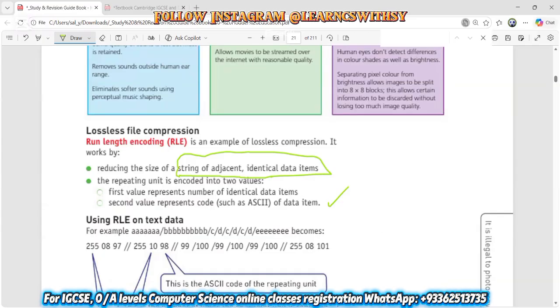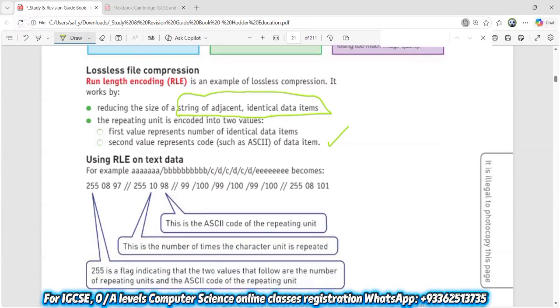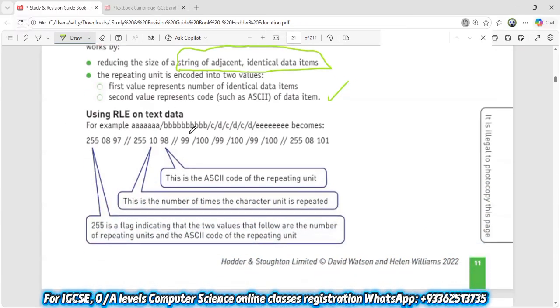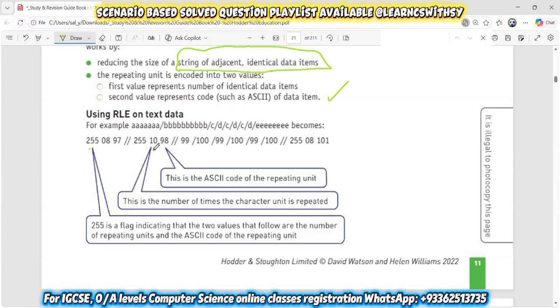And just an example for you to understand, this is one value, like A's, then B's, then C, D, and E. You can see again a string of adjacent identical data. So what is done? An indication of a flag indicating that the value has been repeated, and then 8 times 97, which is the ASCII value for small a. Then 255, again showing a repetition or a flag. 10 times 98, which is B, is there.